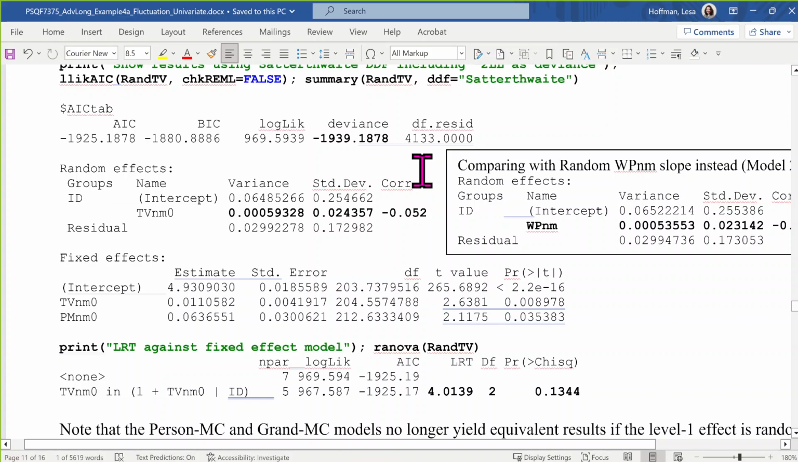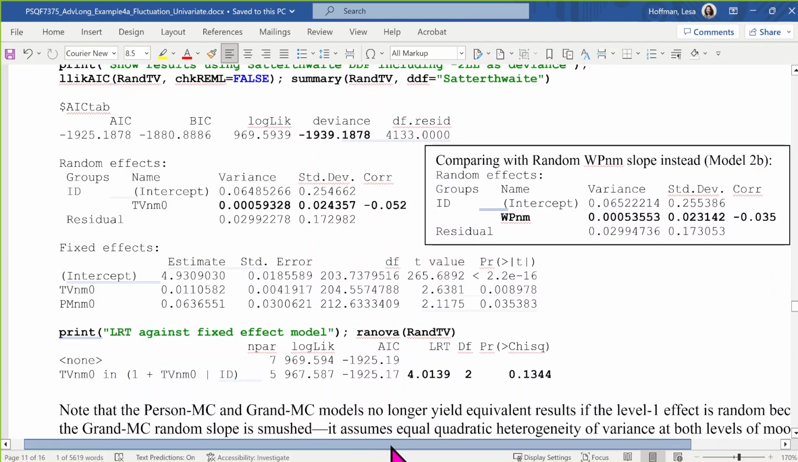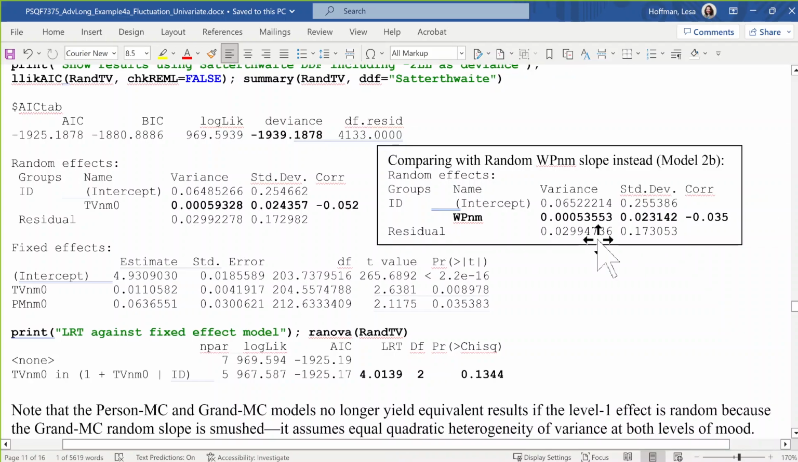So I have the two random effects solutions from the current model using constant centering versus the model using within-person negative mood instead. And you'll note that they're not the same. These are not the same numbers, and there's no way to make them the same numbers. They're close, but they're not the same.